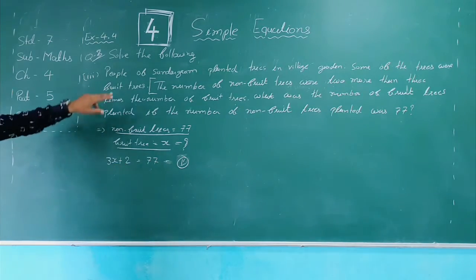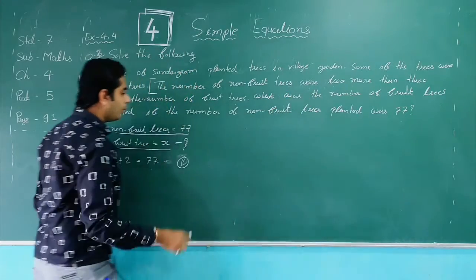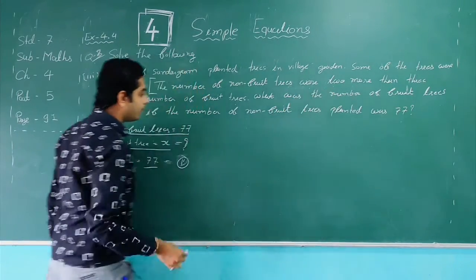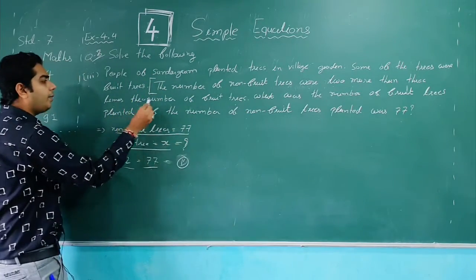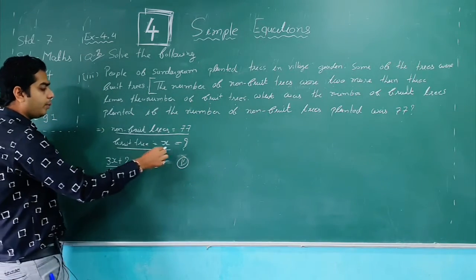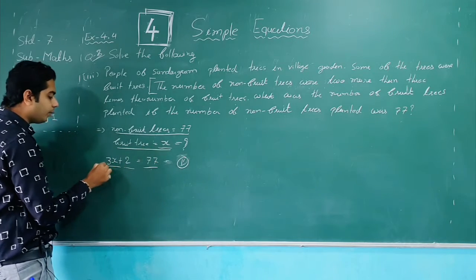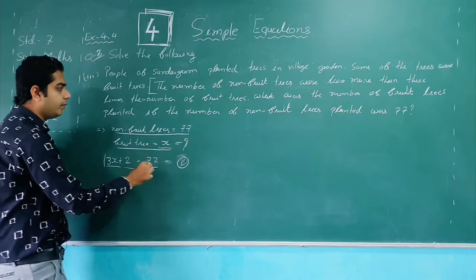How? See, again I am reading. The number of non-fruit trees is 77, were 2 more than, 2 more means plus 2, 2 more than 3 times a number of fruit trees. 3 times the number of fruit trees, what? X. The number of fruit trees is x. 3 times the number of fruit trees is 3x. So 3x plus 2 is equal to 77.